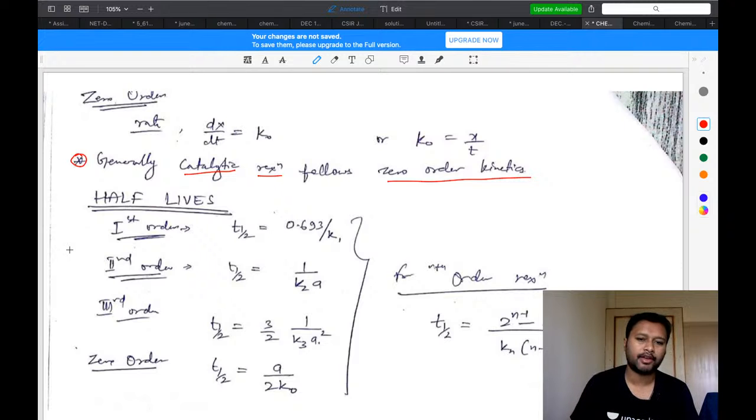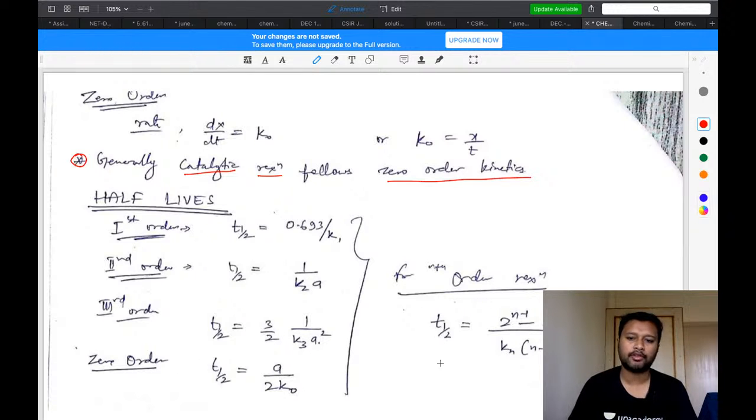The next thing is half-life time. Half-life time means the time required for the particular reaction in which the concentration becomes half of the initial value. For the first order reaction, the half-life time is given as 0.693 upon K1. For the second order reaction, it's given as 1 upon K2 a. For the third order reaction, it's 3 by 2 into 1 upon K3 a square. For the zero order reaction, it's a upon 2 K naught.